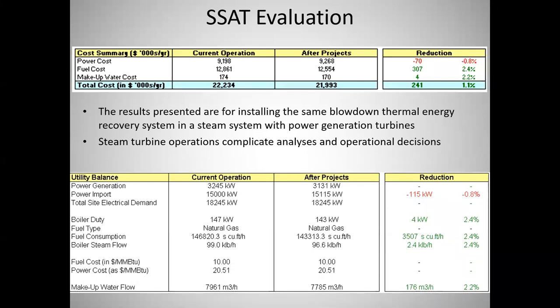Okay. The fuel cost benefit in this case then is $307,000. The water benefit is $4,000. And so I net out at $241,000. So you see, again, to get all of the effects on the system simulated in the analysis, we need a model of the entire steam system.